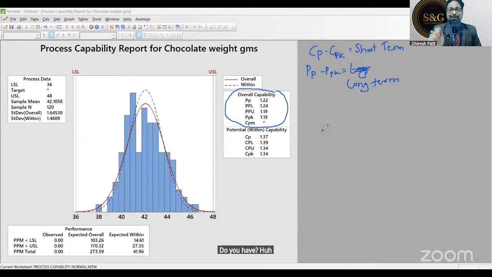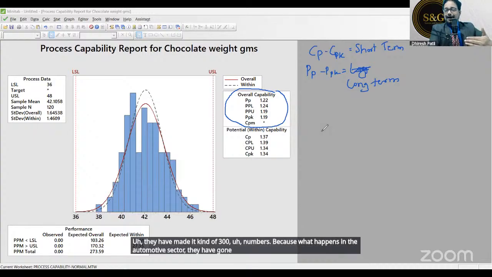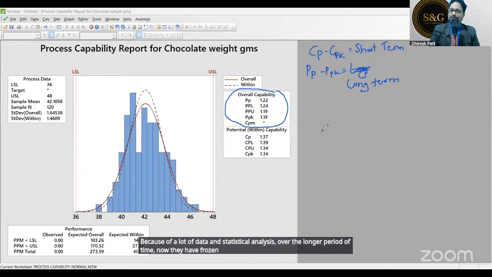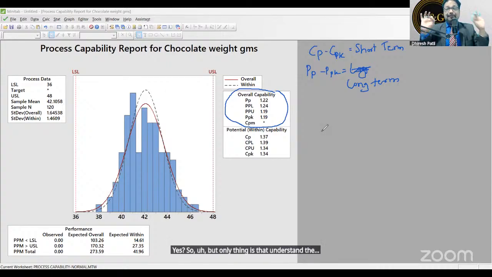See what happens is, in the PPAP they have made it kind of 300 numbers, because in the automotive sector they have gone a little advanced now because of a lot of data and statistical analysis over a longer period of time. Now they have frozen those kinds of things. But the only thing is, understand the fundamental definition of it.